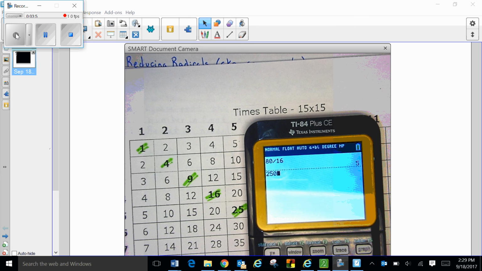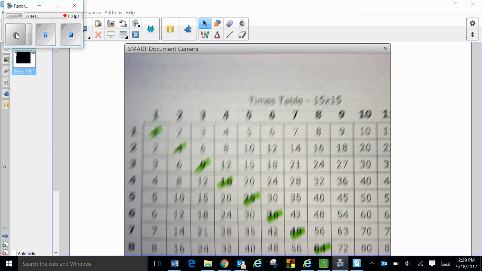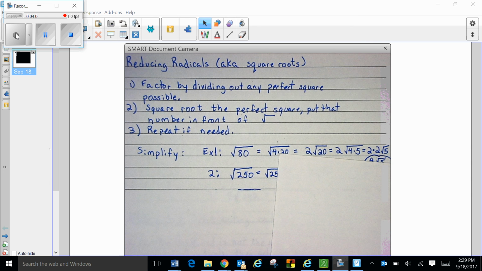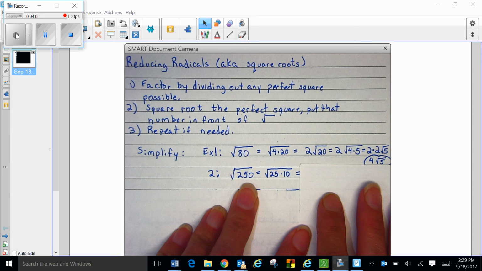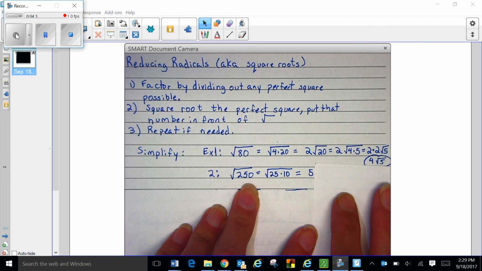I get 10. 10's a pretty small number. None of the other perfect squares divide into it, so I know I've got my smallest one possible. So I'll rewrite 250 as 25 times 10. Then I square root 25. The square root of 25 is 5. Bring that out front, leave the square root of 10, and I am finished with that one. That's all I have to do.